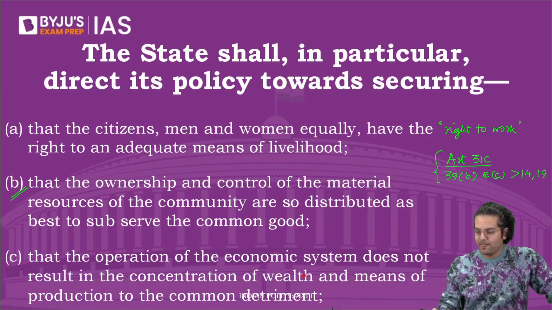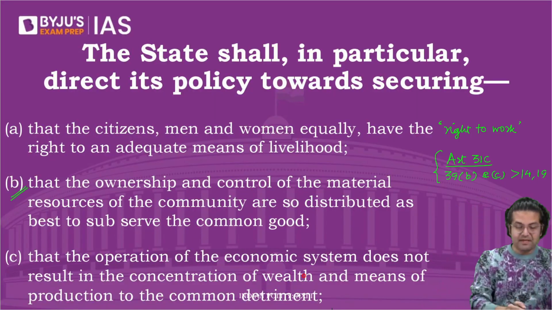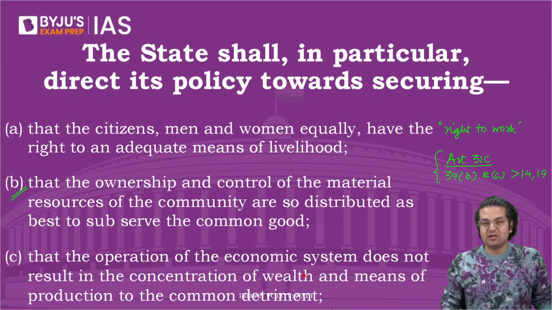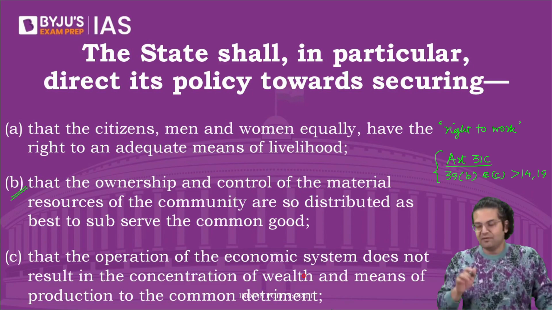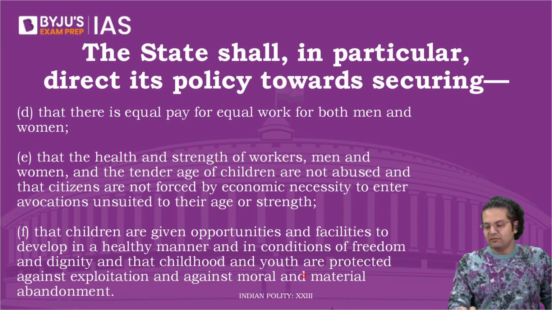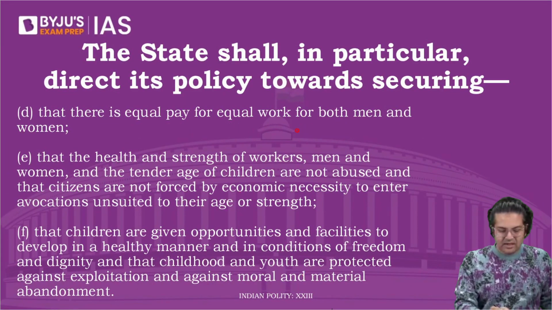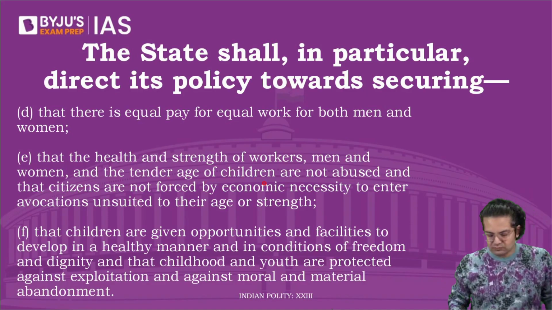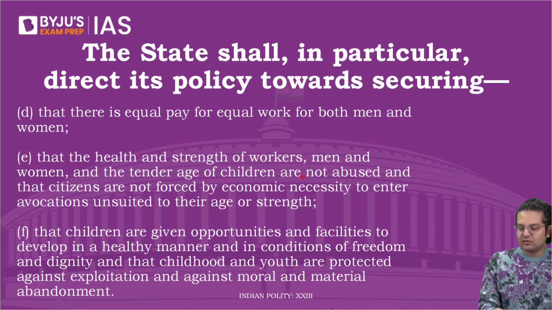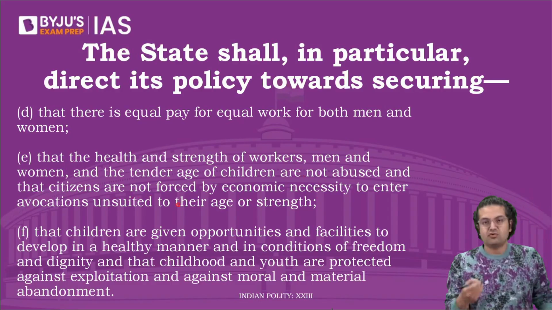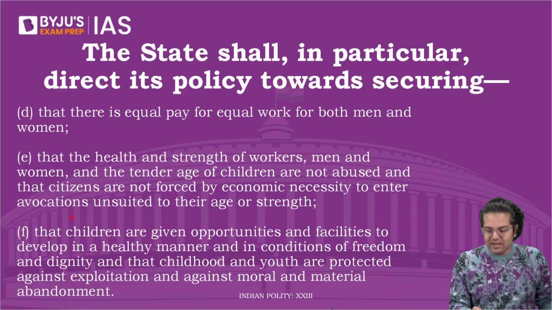So, anyway, but mind you, B and C, we are trying to reduce the concentration of wealth. We are trying to ensure that the country's resources are meant for everybody. Then, that there is equal pay for equal work for both men and women. Then, that the health and strength of workers, men and women, and the tender age of children are not abused. And that citizens are not forced by economic necessity to enter a vocation. Avocation means profession, job, unsuited to their age or strength.